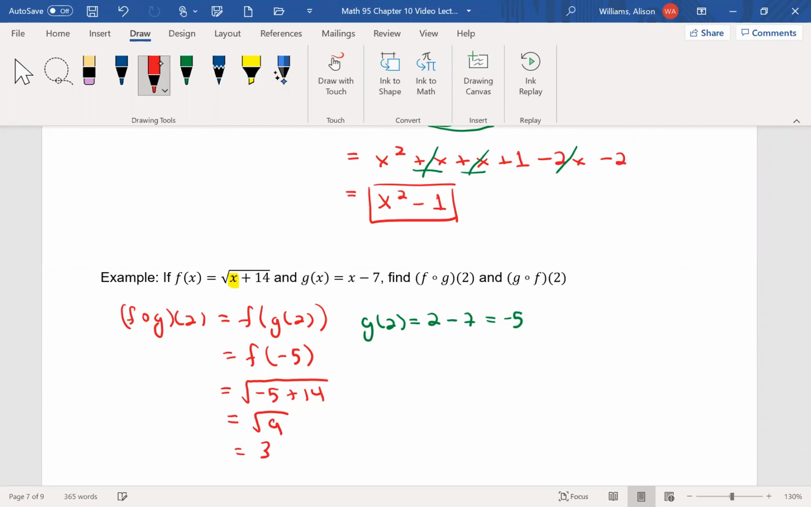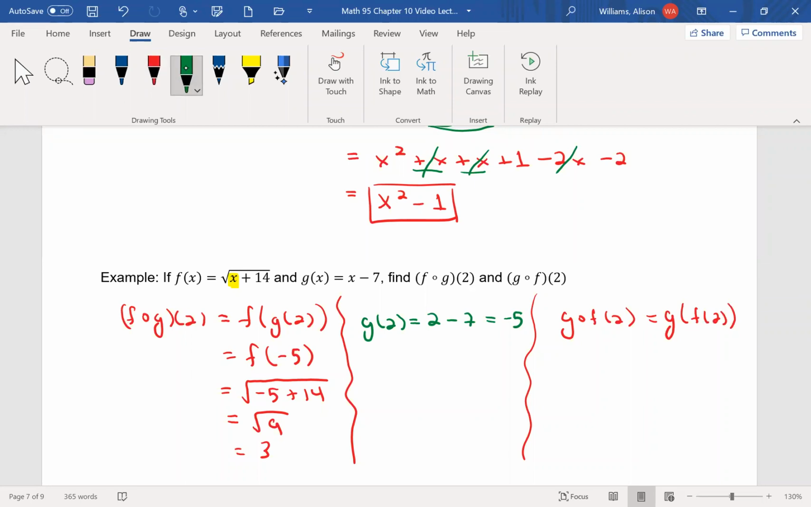All right, let's do that again, but we're going to do the other one now. We're going to do g composed of f of 2. That means I'm finding g of f of 2. So I need to find f of 2. Plugging 2 into the f function, that's 2 plus 14, the square root of 16, which is 4.